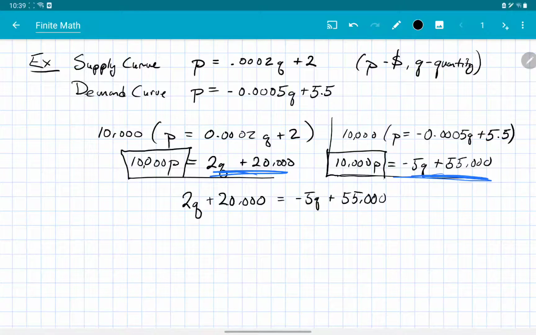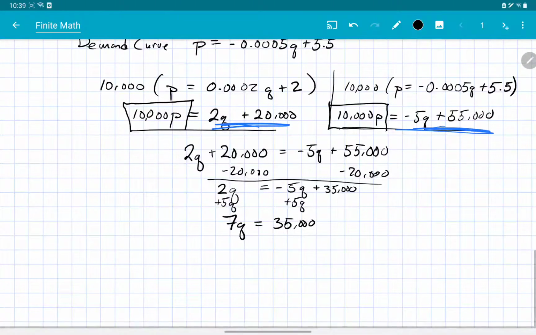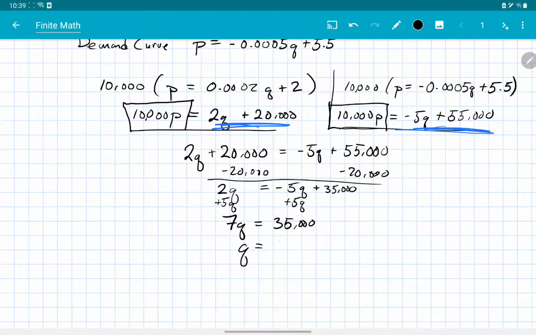Now, this is going to be a lot easier to solve, right? I can subtract 20,000 from both sides, and I get 2Q is equal to negative 5Q plus 35,000. Now I add 5Q to both sides, and I get 7Q is equal to 35,000. So that means that Q is equal to 5,000, right? Because 7 times 5 is 35. So the quantity produced is going to be 5,000.